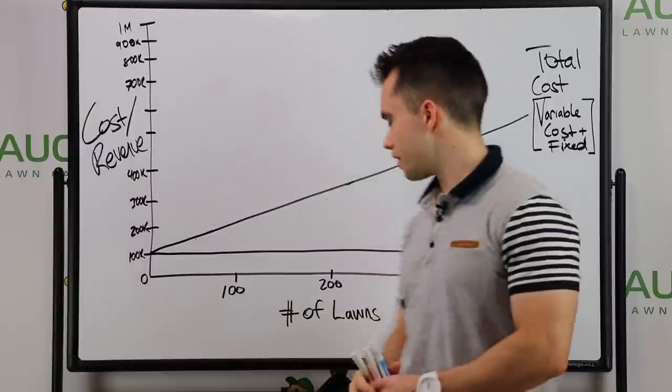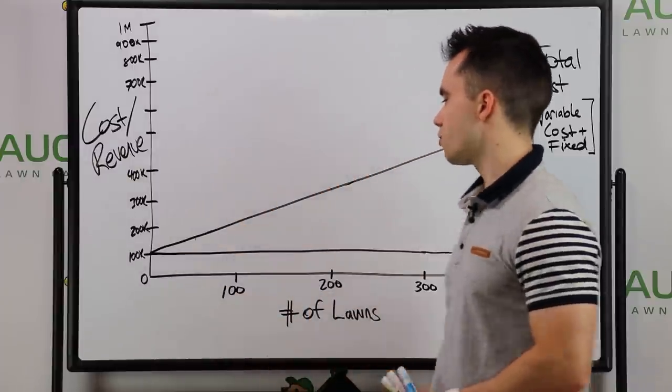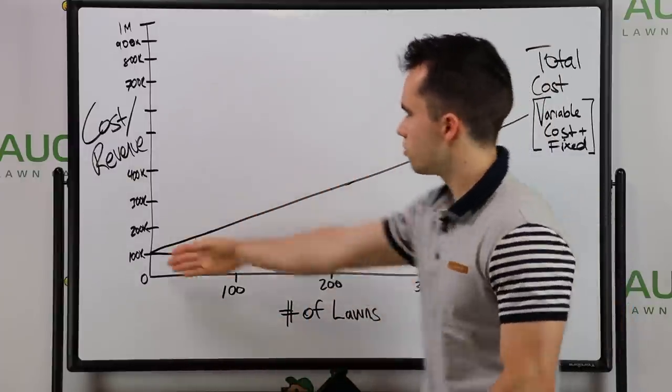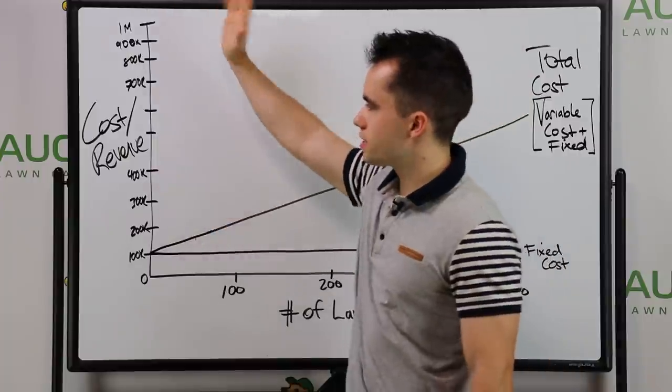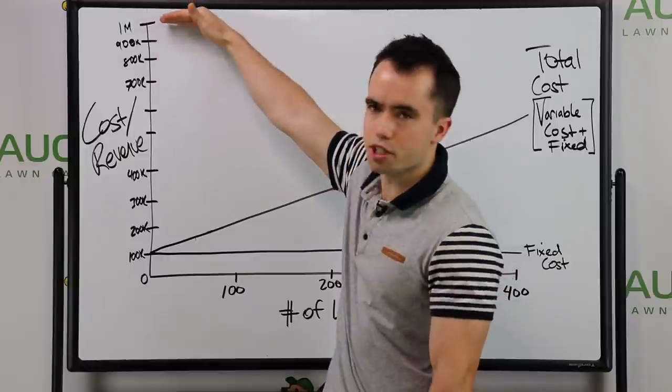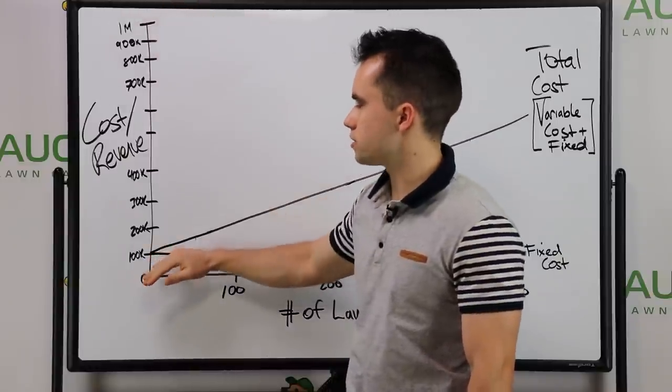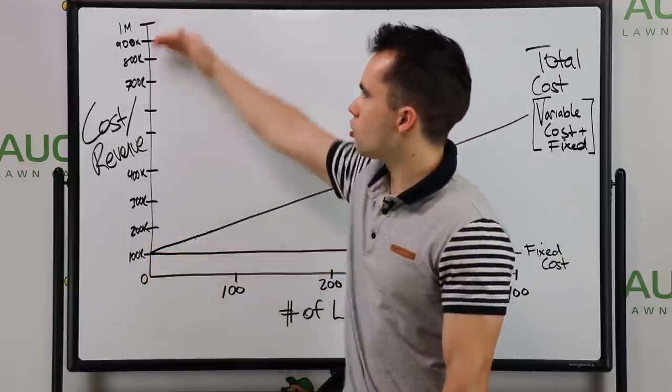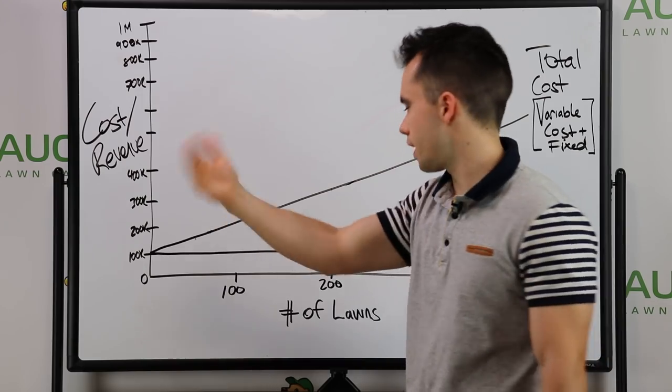So let me explain the graph and what is on the X and the Y axis. So X-axis, Y-axis. Over here we have costs and revenue, okay? So over here we have $1 million business at the top, all the way down to $100,000 business. So just getting started, all the way up to $1 million per year in annual revenue.